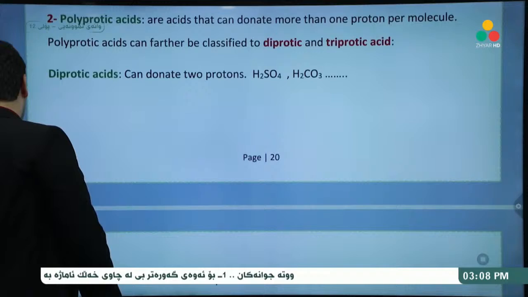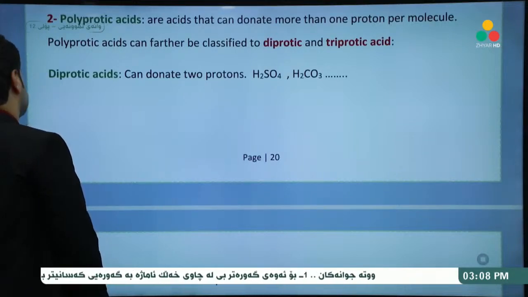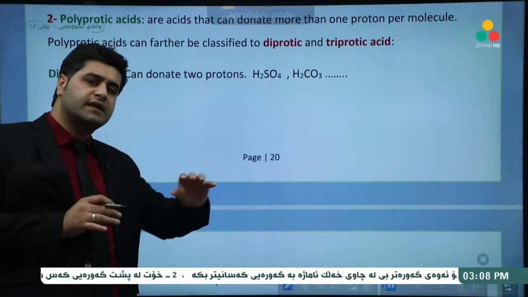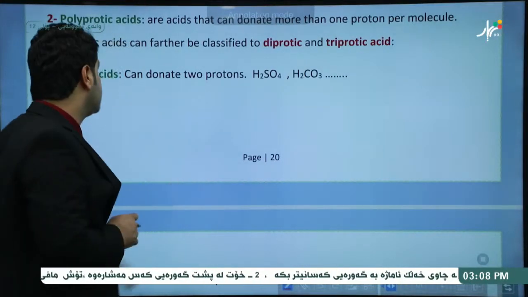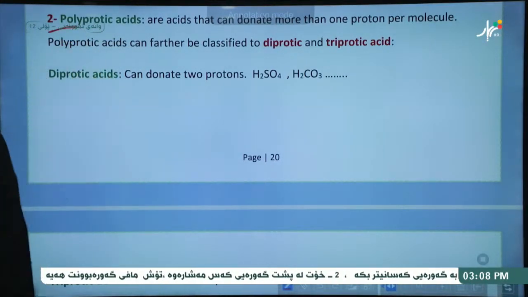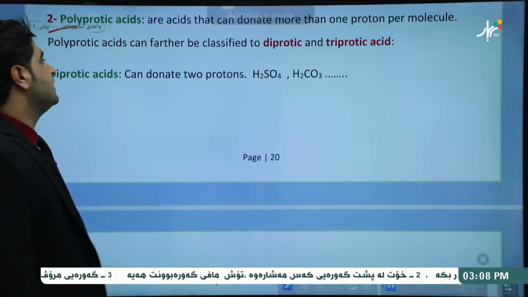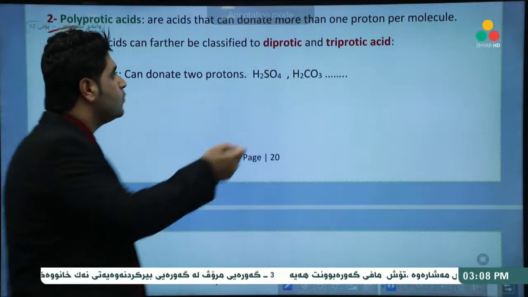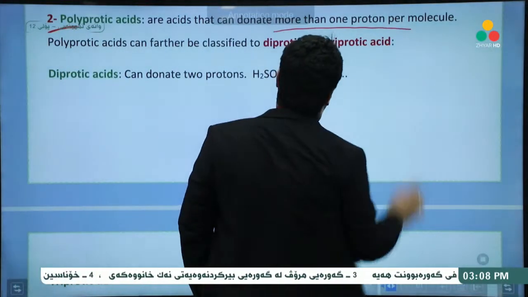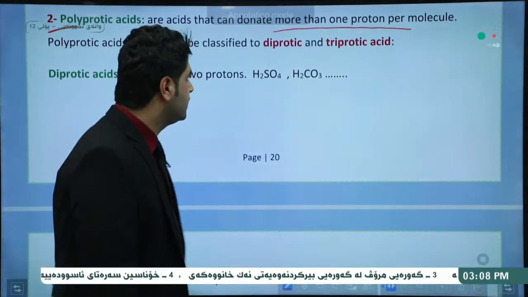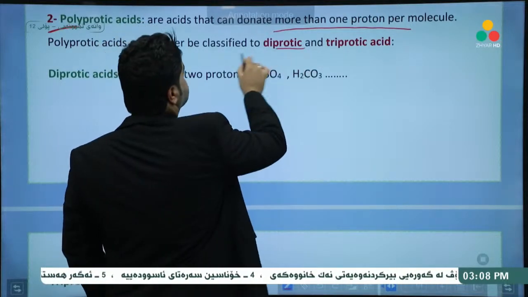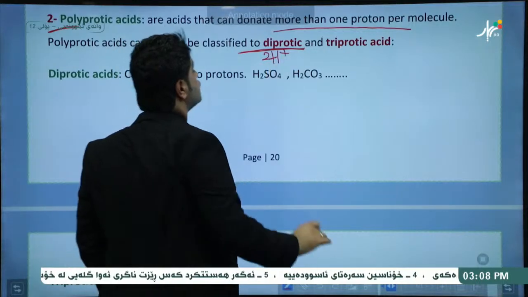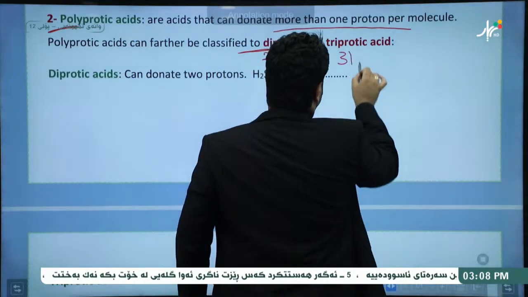And next, we have the polyprotic acids. Poly, the prefix poly, means more than one. They are acids that can donate more than one proton, maybe 2 or 3. So for that purpose, we have diprotic acid, which yields 2 protons, and here triprotic acid, which yields 3 protons.